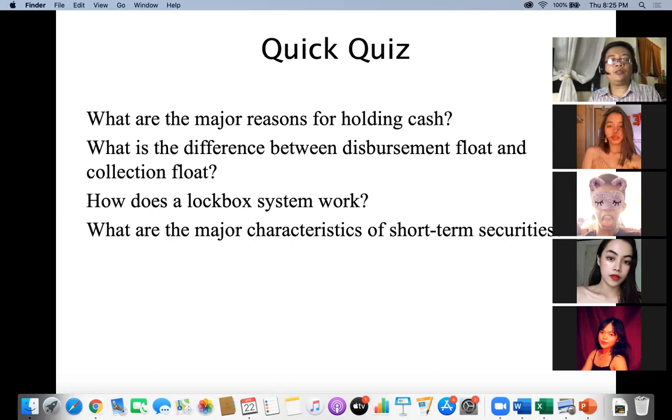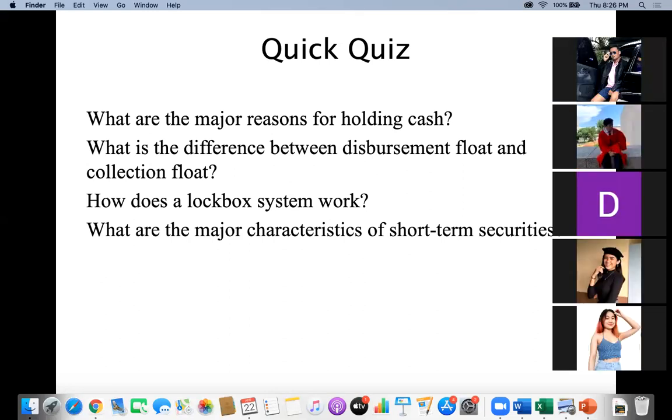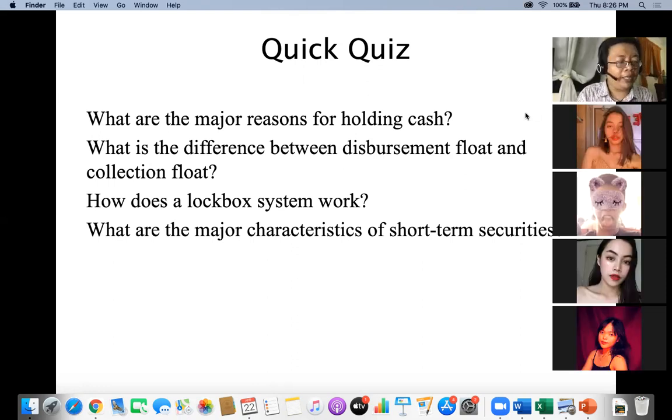So in terms of the lockbox system, ano pa ang gagawin natin? Yes, our objective here is to reduce our collection float. What else? Yan ba ay libre sa bangko? Hindi po. Hindi siya libre. And also you will compute for any cost in terms of the lockbox system, because of course may bayad yan in terms of our bank. All right, very good.